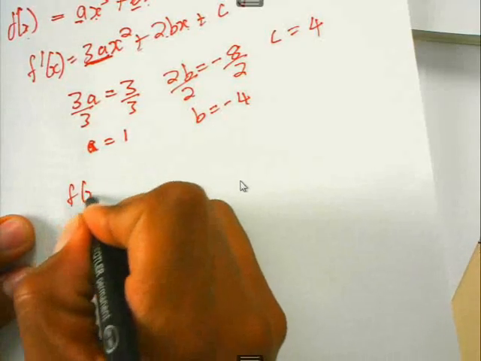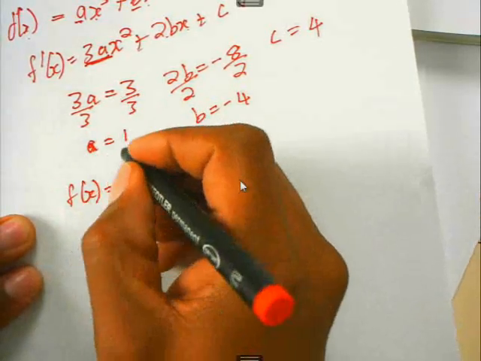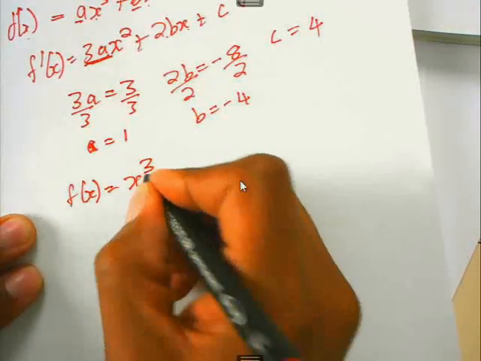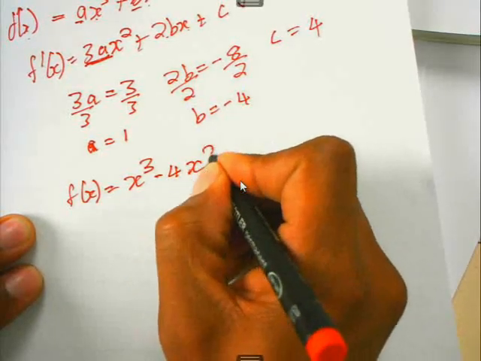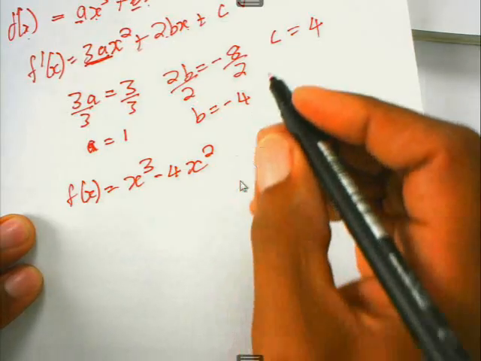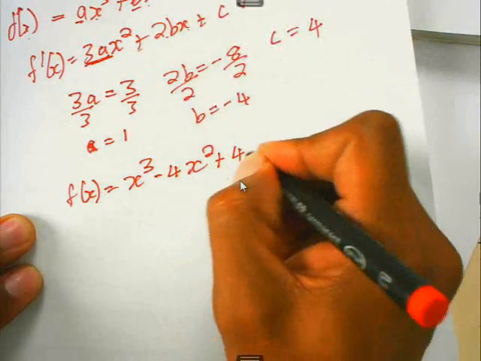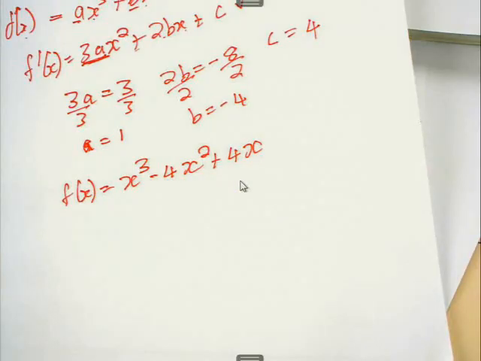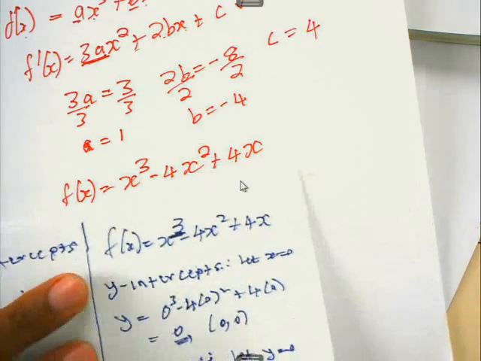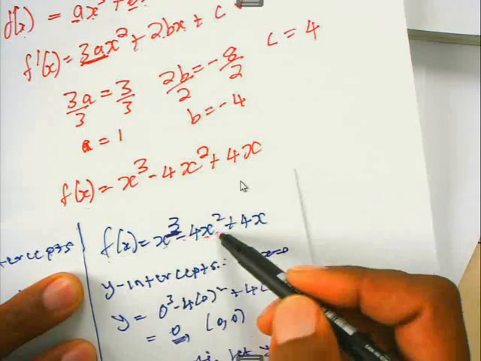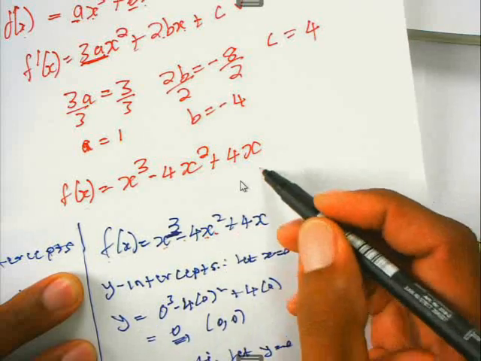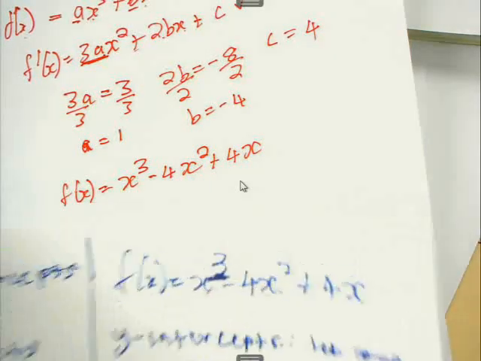What will be the equation of f? Now, I can say, therefore, f of x is equal to, a is 1, that is x to the power of 3. That's correct. And now b is minus 4, that is a minus 4x squared. And now c is 4, that will be a positive 4x. Now we have the cubic function. You remember at the beginning, this is exactly still the same. We have f of x is equal to x to the power of 3 minus 4x squared plus 4x. It's very important.